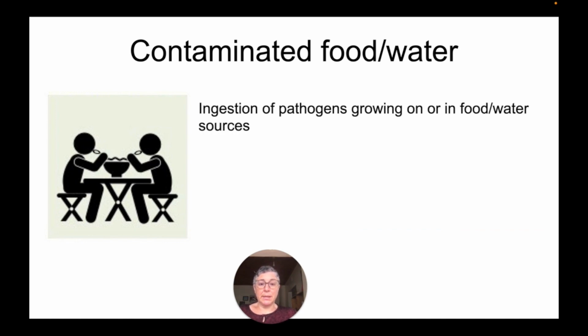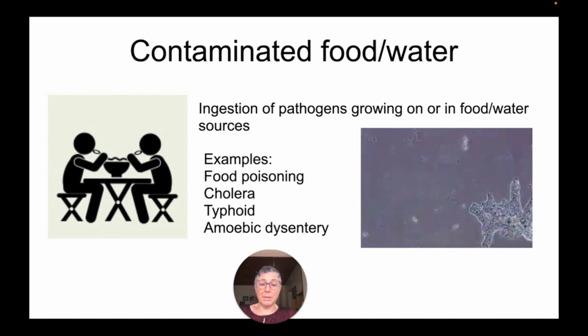So this basically involves the ingestion of pathogens growing on or in the food or the water source that is available. Some examples are things like your typical food poisoning, which is caused by bacteria, cholera, typhoid, and amoebic dysentery. They're pictured in that little animation as an amoeba. And so that can cause severe issues if ingested in food.